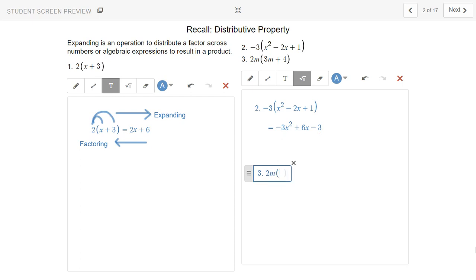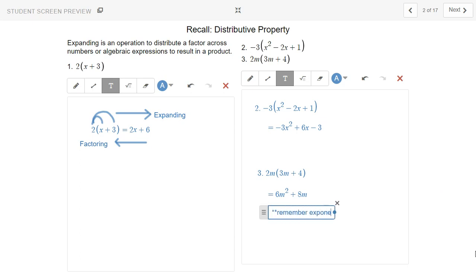Third example, 2m times 3m plus 4. Right now, we have to remember that exponents are involved as well. I've got an m here and an m here. So now we have two m's multiplying each other. The expanded form, we have now 6m to the power of 2 plus 8m. So just a quick reminder, remember the exponent rules. We applied the product rule because we have two powers with the bases that are the same. Multiplied together, I have m squared.